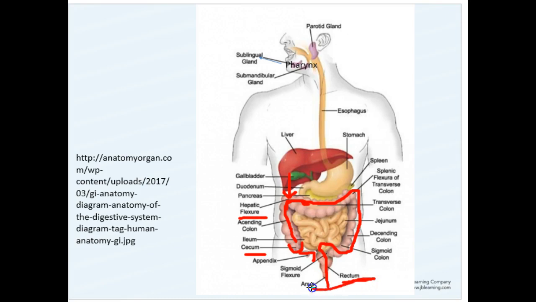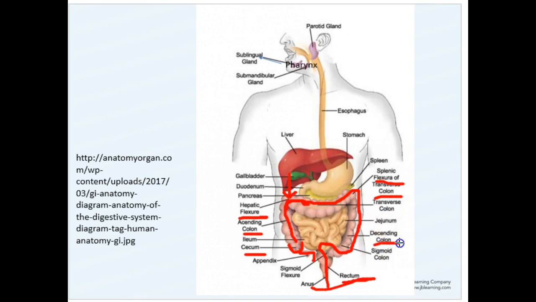Okay, so colon, let's do that one more quick time. We have cecum with the appendix, ascending colon, hepatic flexure to transverse colon, splenic flexure. They say of the transverse colon. It's not necessarily of the transverse colon. It's a kind of separate structure.